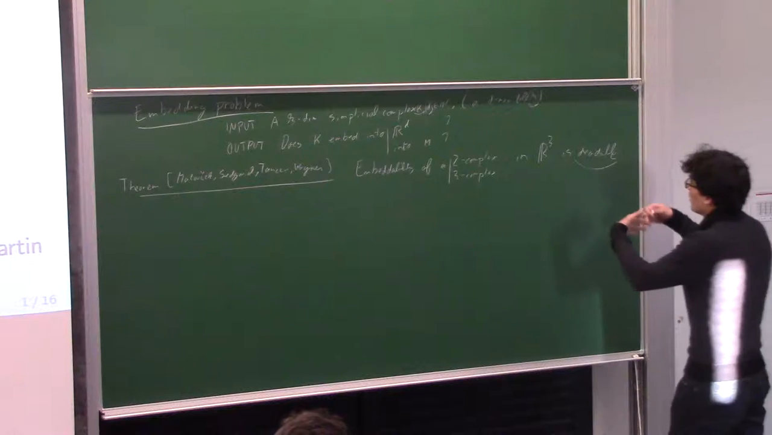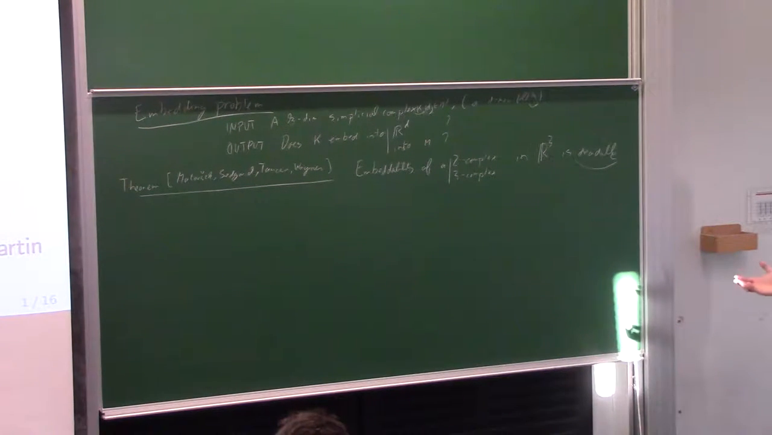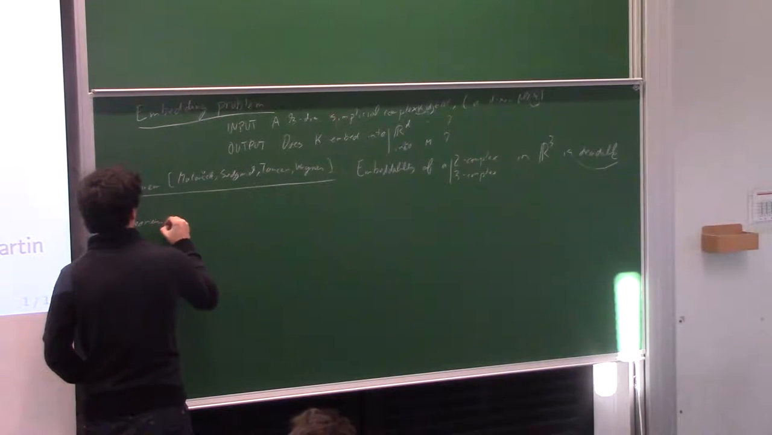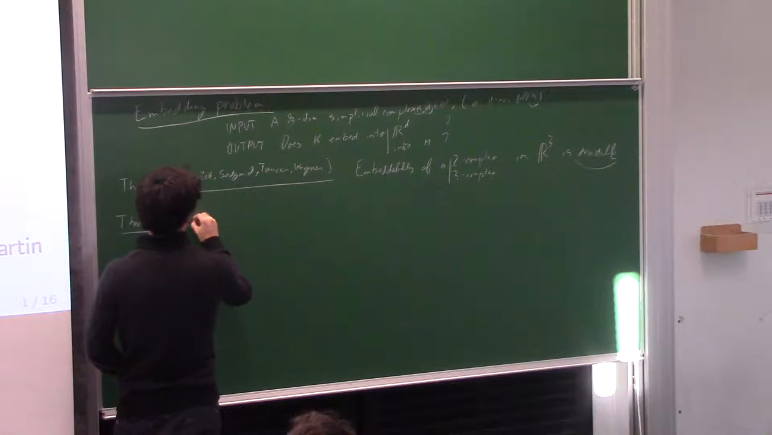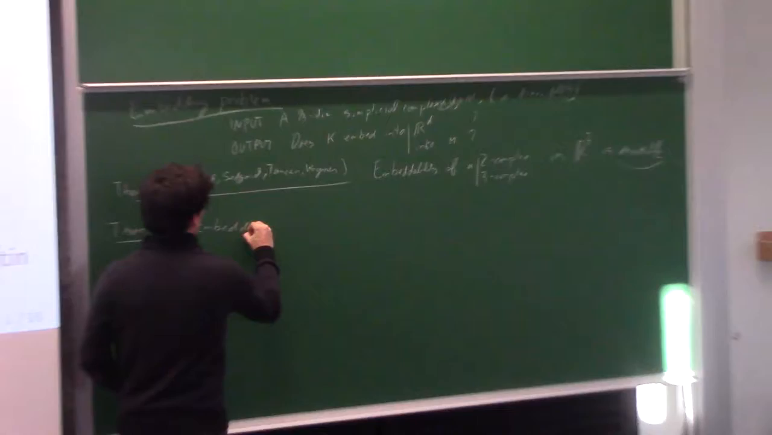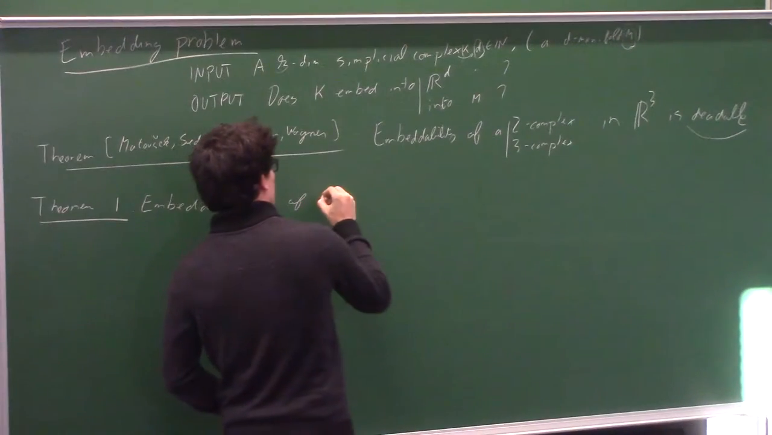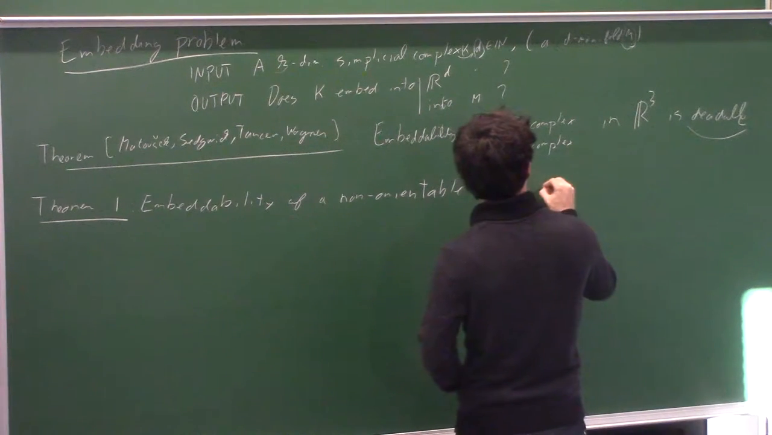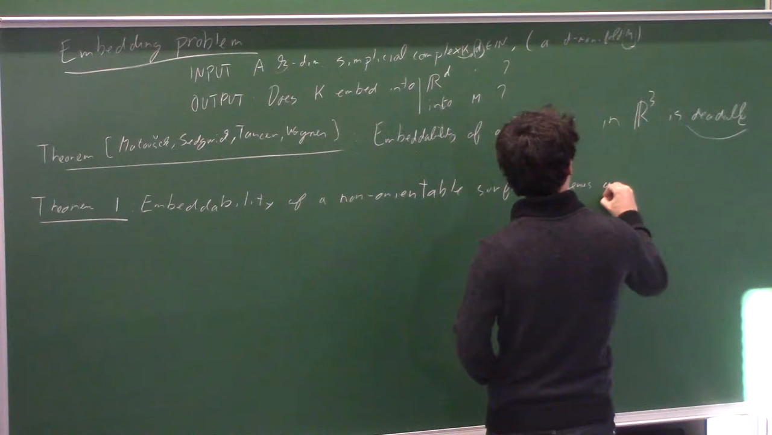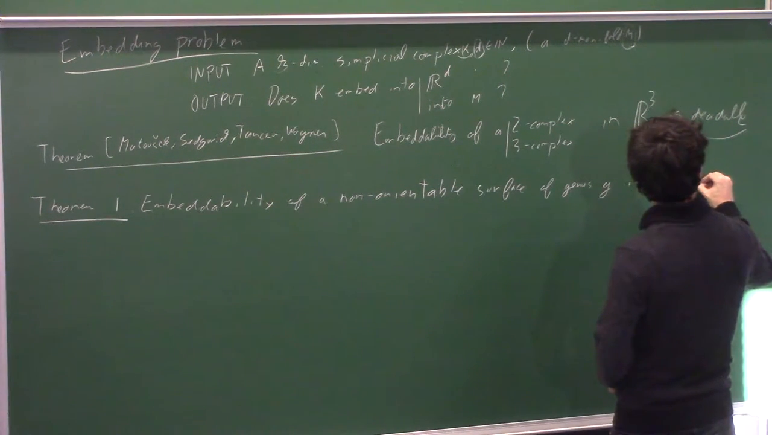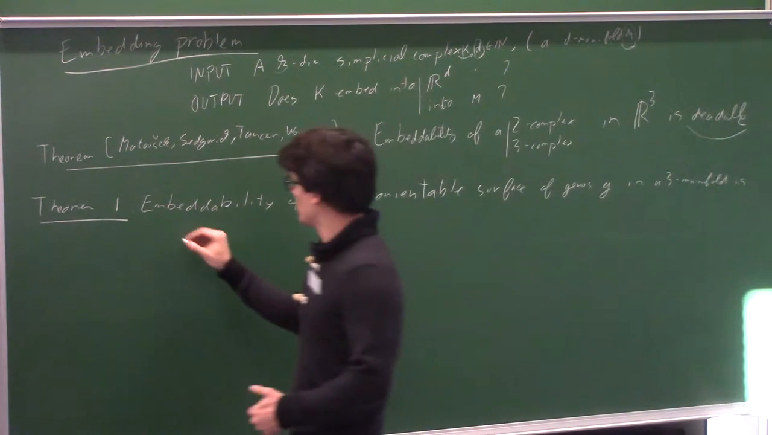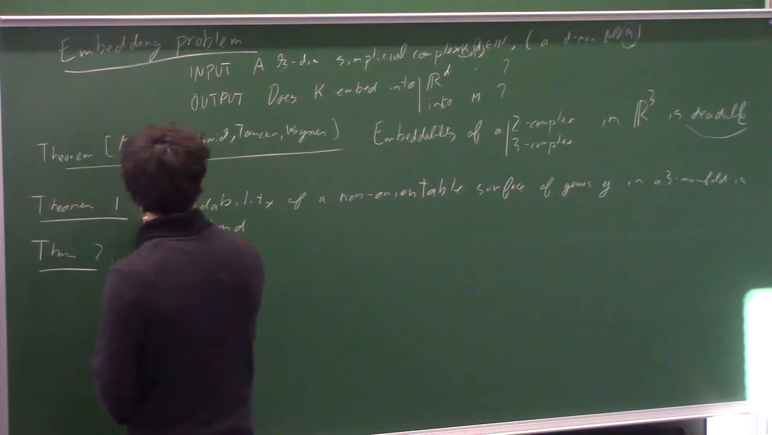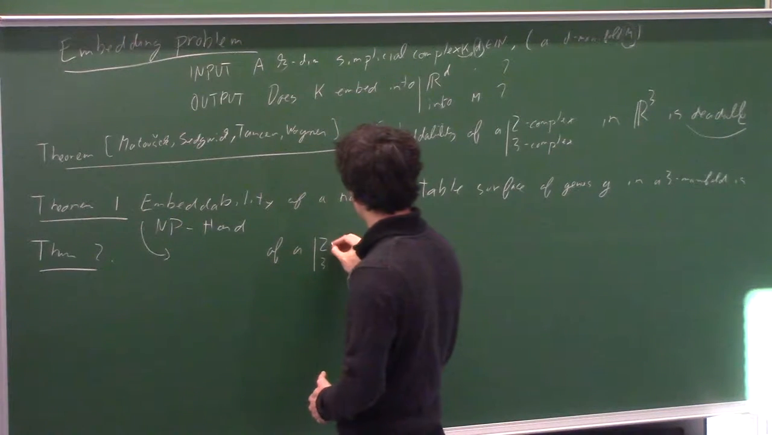And so this raises the question, once again, how hard is that question? Is the complexity horrible? Maybe this is one of the problems for which we can prove that it's hard. And so that's what I want to talk about today. I want to talk about two results. So the first one is a bit different from this one. The first one is that embeddability of a non-orientable surface of some specified genus in a three-manifold is NP-hard. And the second one is that embeddability of a two or a three complex in R3 is NP-hard.